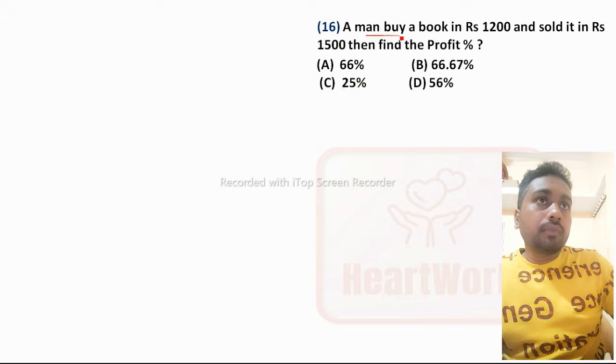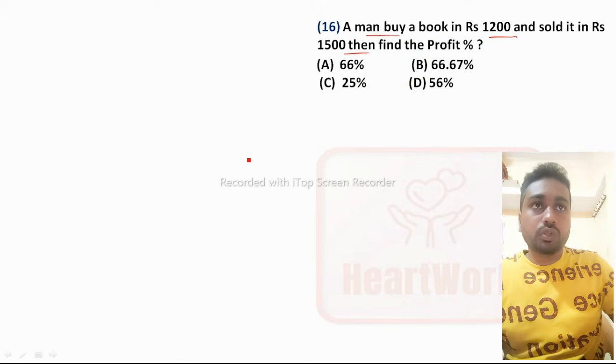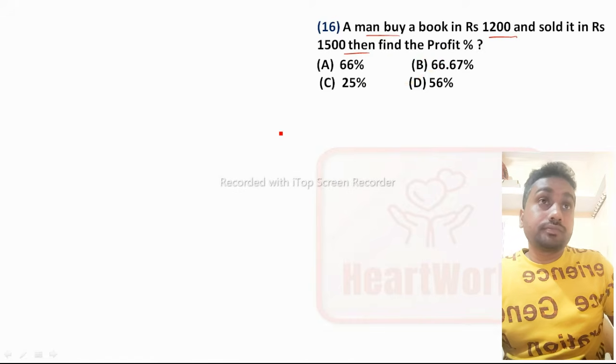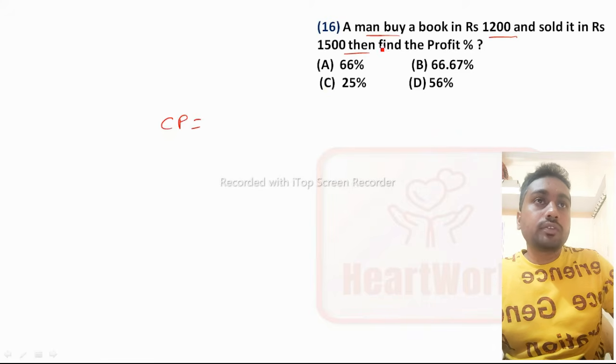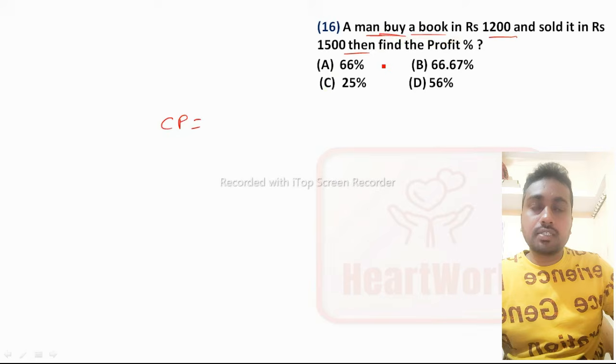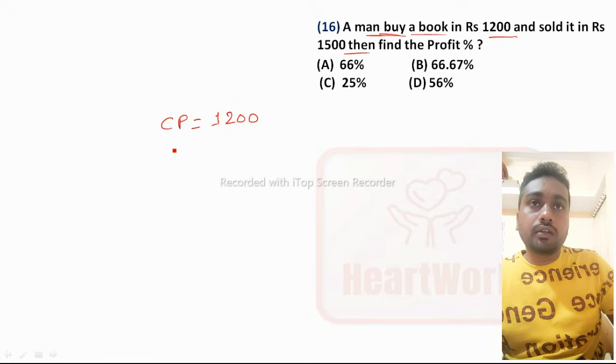Now a man buys a book for 1200 rupees and sold it for 1500 rupees, then find the profit percent. Here it's given first the cost price of the book. A man buys a book, means the cost price is given, which is 1200 rupees. Next, the book is sold for 1500, meaning the selling price is 1500. Now the question is asking for profit percent.